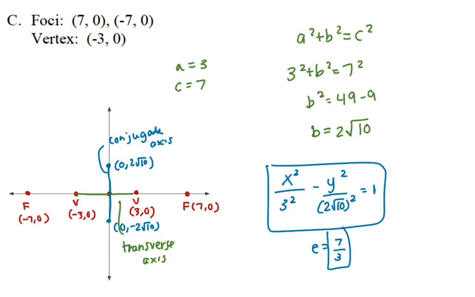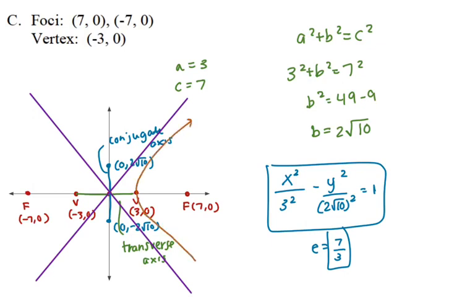And then we're going to sketch the curve. So I'm going to draw in my asymptotes here, and make sure that the curve goes through the vertices and not the focal points. There you go.